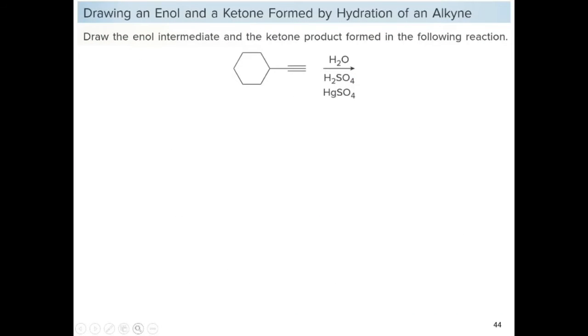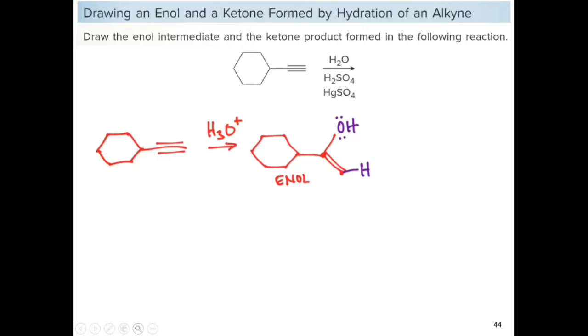So here's an example. Draw the enol intermediate and the ketone product formed in the following reaction. So here you can see that we have a terminal alkyne, and so we're going to need an additional catalyst here, which is the mercury salt. And so the first thing that you would want to do here is to draw the enol intermediate, which is shown here. So when the terminal alkyne reacts with the acid, what you have is the enol intermediate, in which the hydrogen atom is bonded to the less substituted carbon, and then the hydroxy group to the more substituted carbon atom.